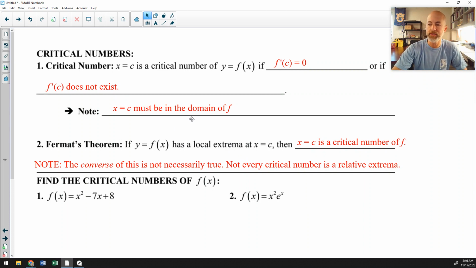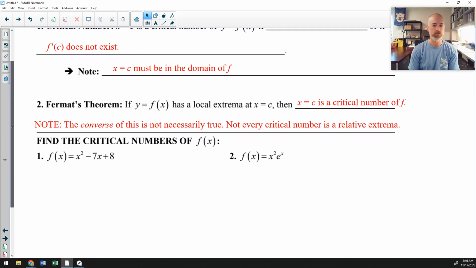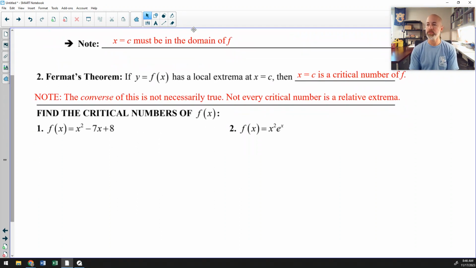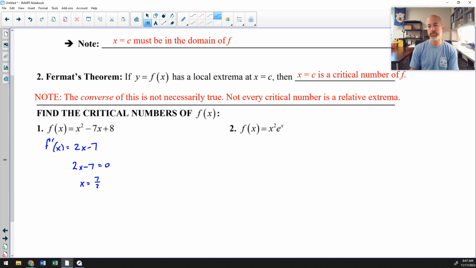And let's put this into practice a little bit, starting by finding critical numbers of these two functions right here. Critical numbers mean you want to find where the derivative is equal to 0 or if the derivative fails to exist. So let's start by finding the derivatives. The first one's going to be really easy. F prime of x is going to be 2x minus 7. I hope that's an easy derivative. Then for critical numbers, we will set 2x minus 7 equal to 0, and we get a critical number of 7/2. And that is in the domain of this function. This is a continuous function. It's a quadratic. That is nice.